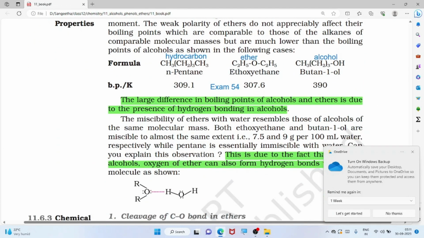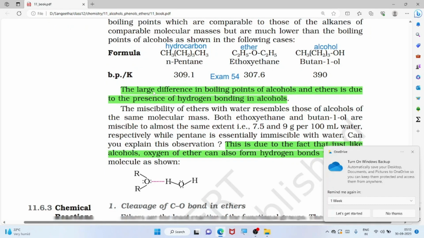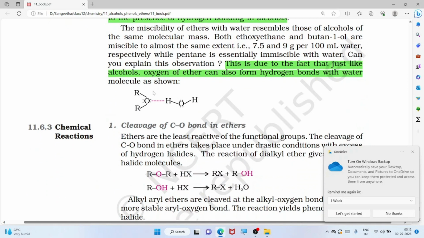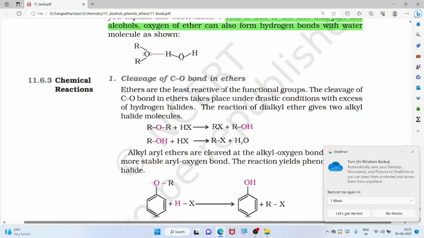See, this is the large boiling point difference between alcohol and ether, due to the presence of hydrogen bonding in alcohol. Alcohol forms hydrogen bonds. This is alcohol, hydrocarbon, alcohol and ether. The boiling point is more here for the same molecular mass. The oxygen of the ether can also form hydrogen bonds.